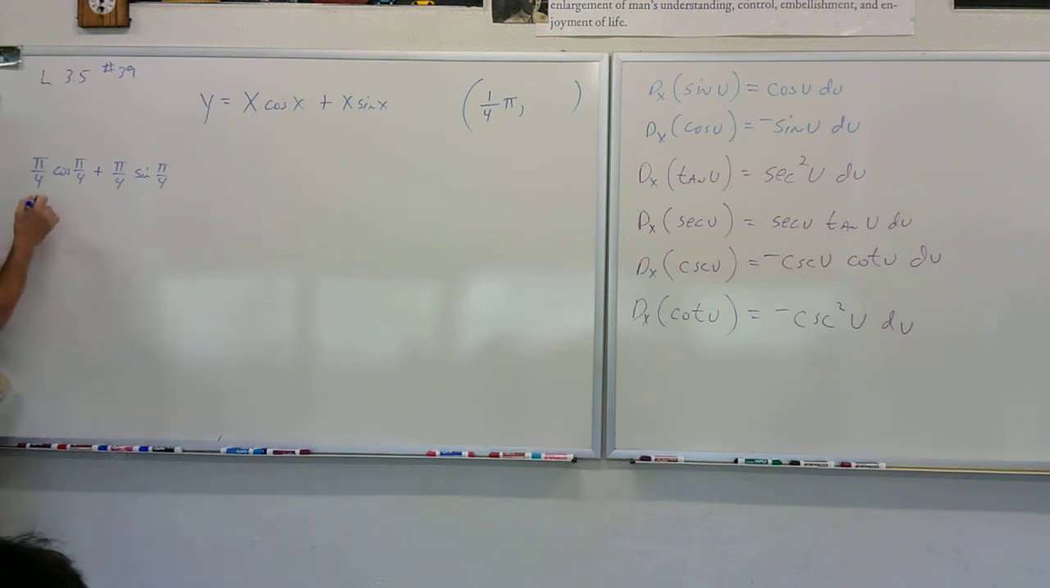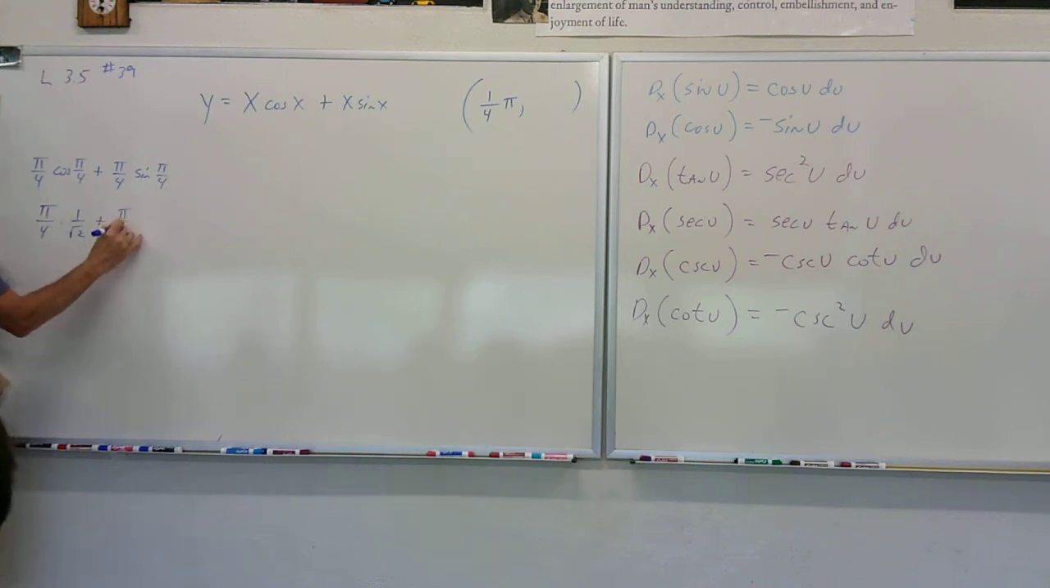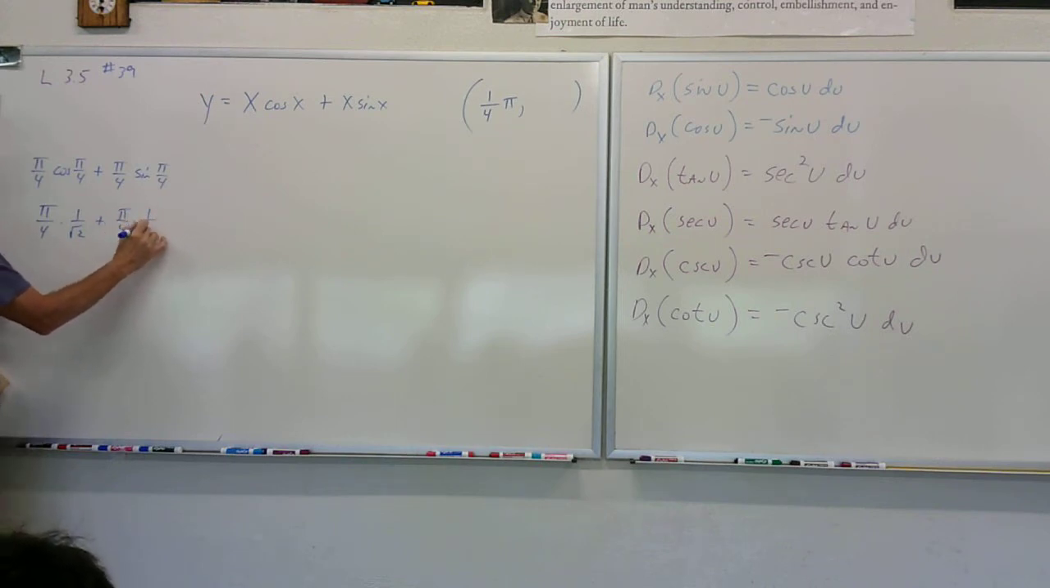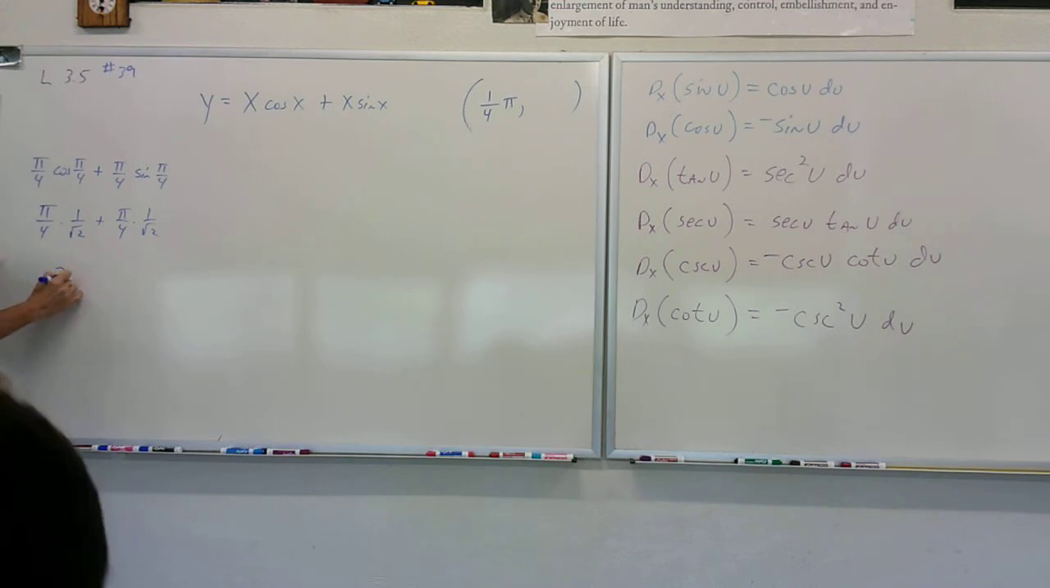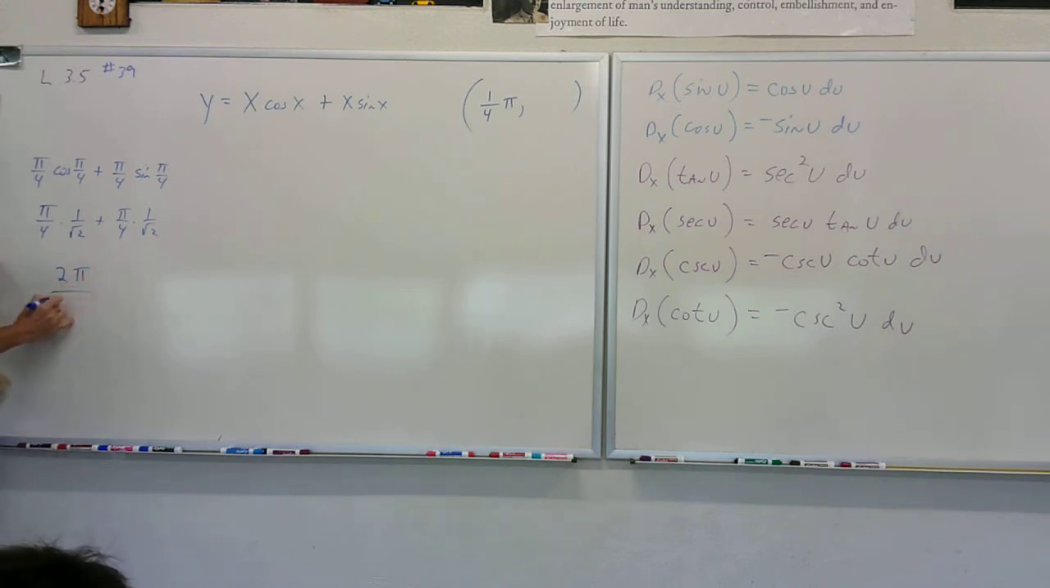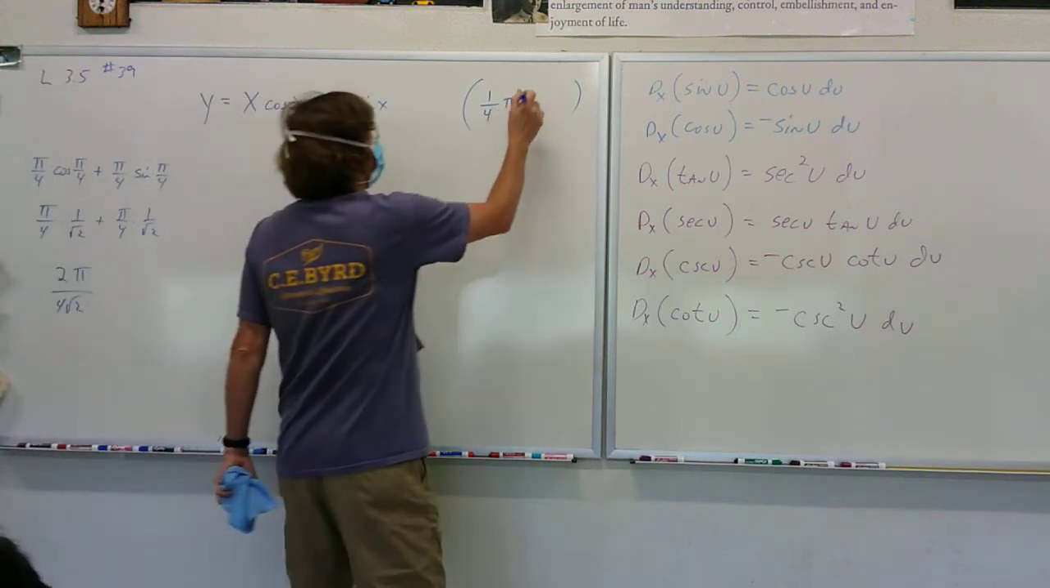Do that. So pi over 4 times 1 over the square root of 2 plus pi over 4 times 1 over the square root of 2. So I get 2 pi's over 4 square roots of 2. And then what can I do with the 2 and the 4? I can reduce. Okay? So pi over 2 square roots of 2.